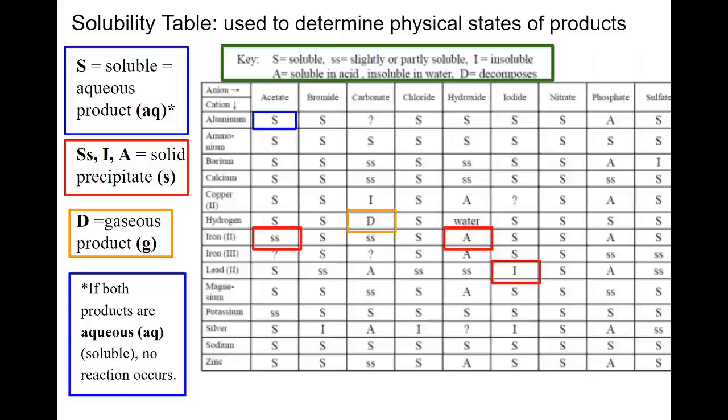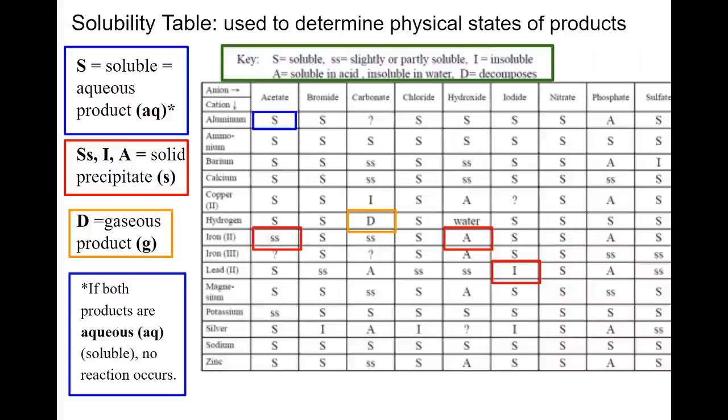On slide 4 of your notes, you have a solubility table. This is what we use to look up states of matter after the reaction. Now, you need to be very careful in how you read this. A lot of students see S and think, oh, that means solid. That is not correct. Look at the very top of this chart. I have a key. I've highlighted it in green. S means soluble. Soluble means it will dissolve in water. So if something is dissolved in water, it is aqueous. It is not solid, it is aqueous.